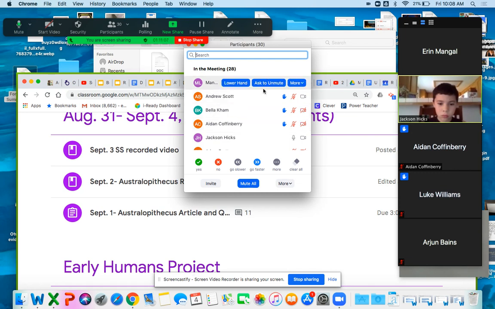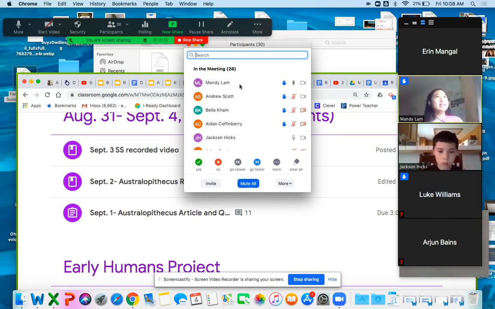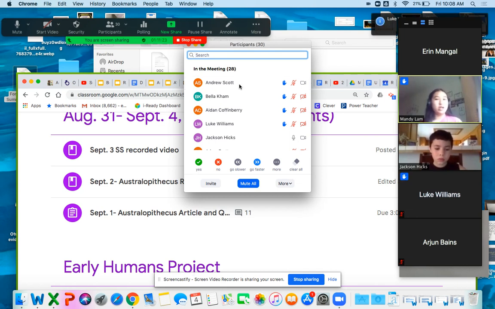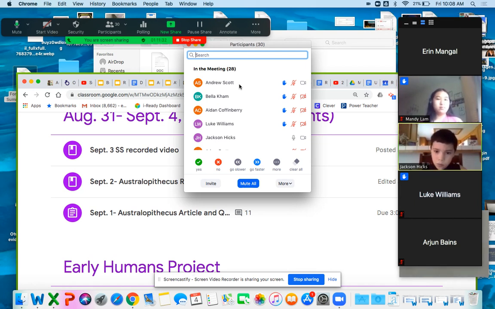Okay, let's see, Mandy. On the checklist, it asks for a comparison of the height and the brain and the skull. So do you want pictures of comparisons, or do you just want the size and the height comparison in words? Words is fine. I think it says to have a picture of their skull and their body, correct? Yeah, so that's all you need.